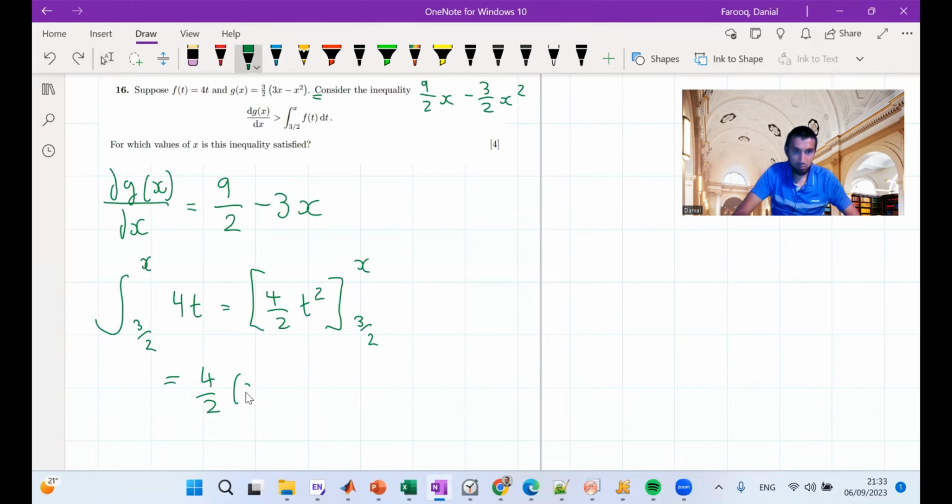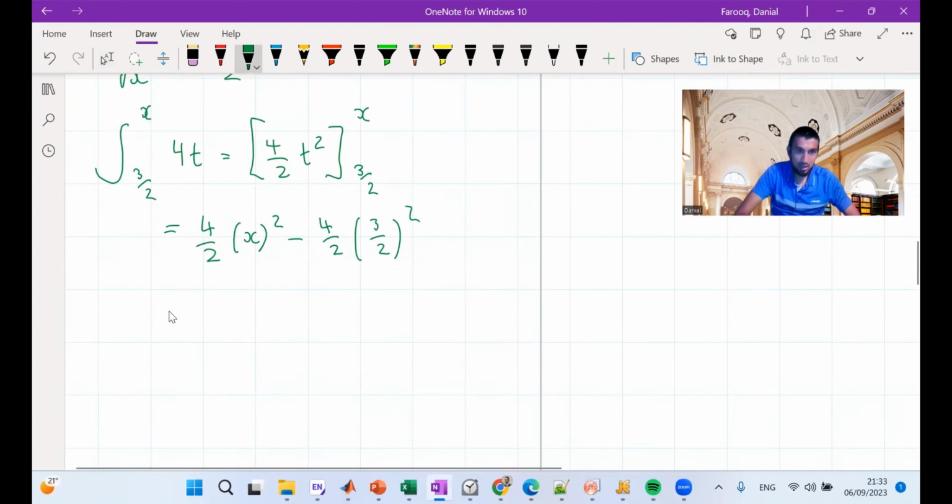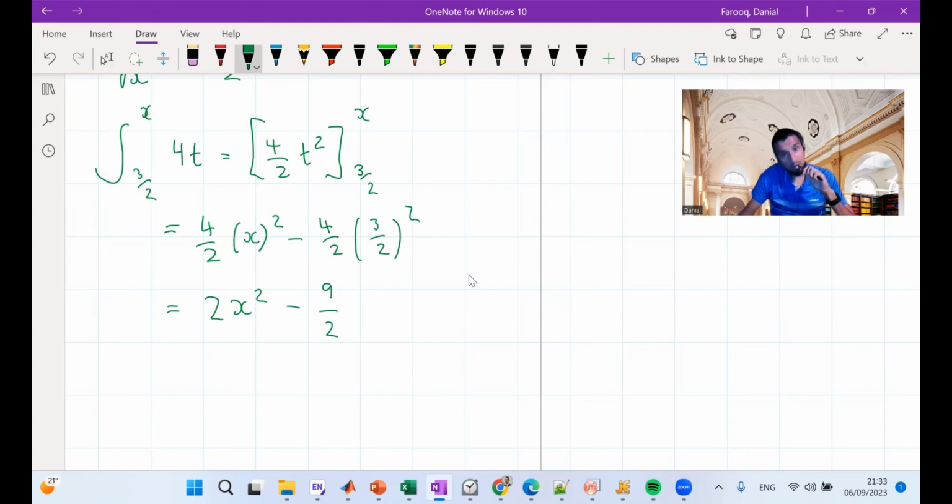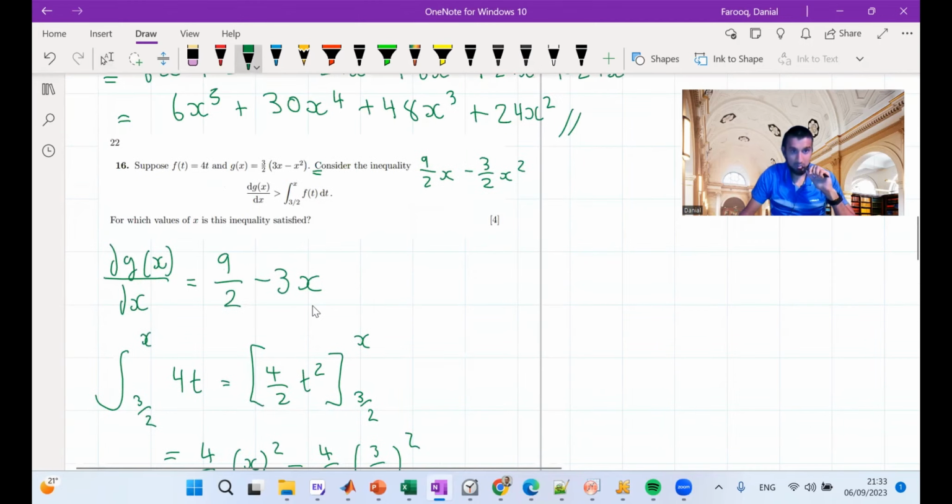So that would be 4 over 2 times x squared minus 4 over 2 times 3 over 2 squared. Now that 4 over 2, believe it or not, is 2. That would be 2x squared. And then this should be 2 times 9 over 4, which would be minus 9 over 2. Because if you square that, that would be 9 over 4, times that by 2 becomes 9 over 2. Now we can put them both in.